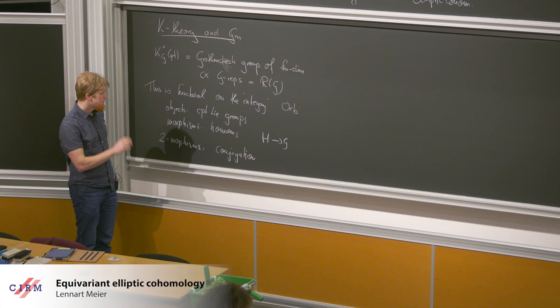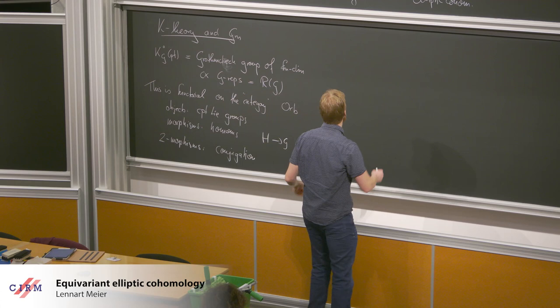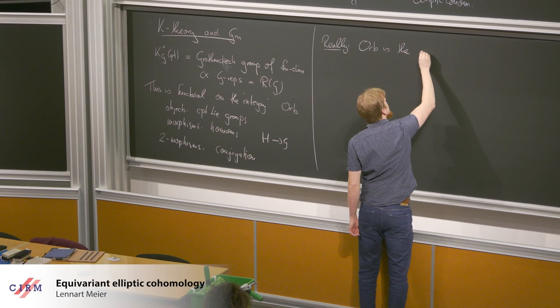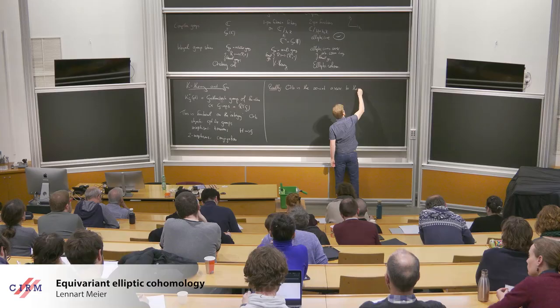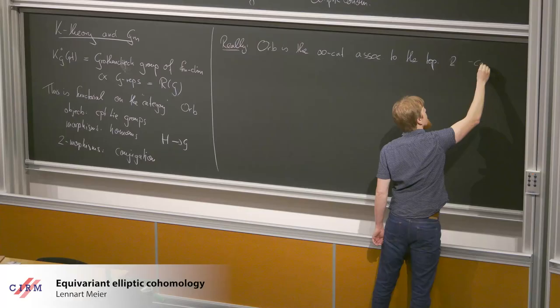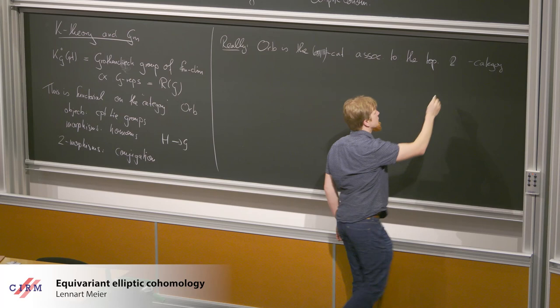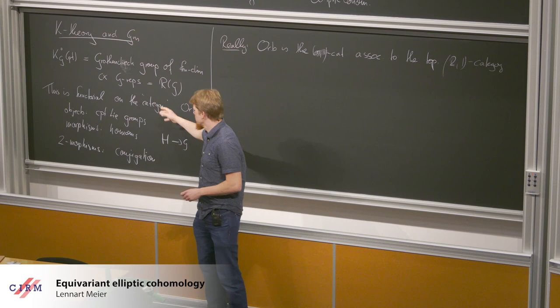Okay. And the second point is that this carries a topology. So what I really do is, Orb is the infinity category associated to the topological two category just defined. And to make Victoria happy, I can write it like this. There's a way to define an infinity category from such a thing, though I don't want to get into the details.